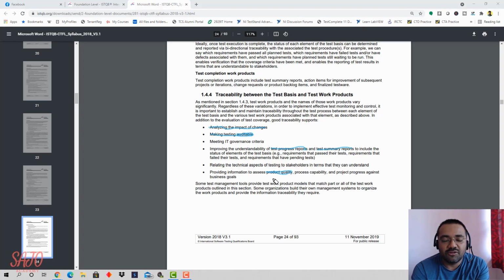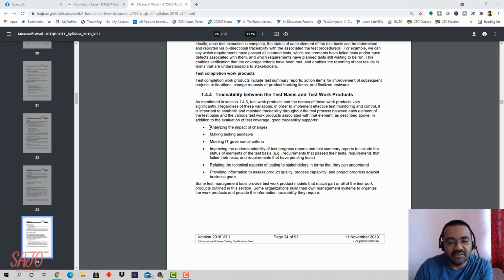There could be a possibility that there is one requirement and you can derive multiple test scenarios or test cases, but you have derived only the minimal ones and not covered all possible scenarios. This kind of information you can measure when you have traceability. So let's go back and see the question. Hope you understood this.